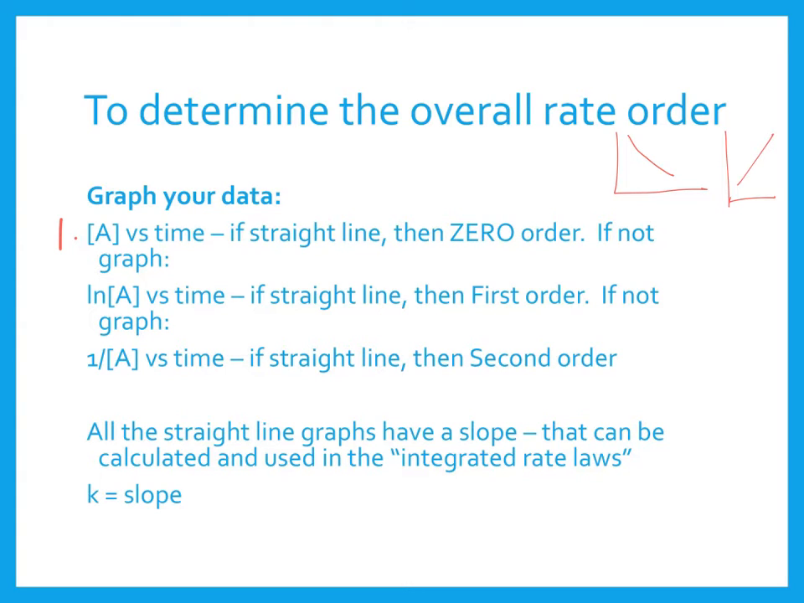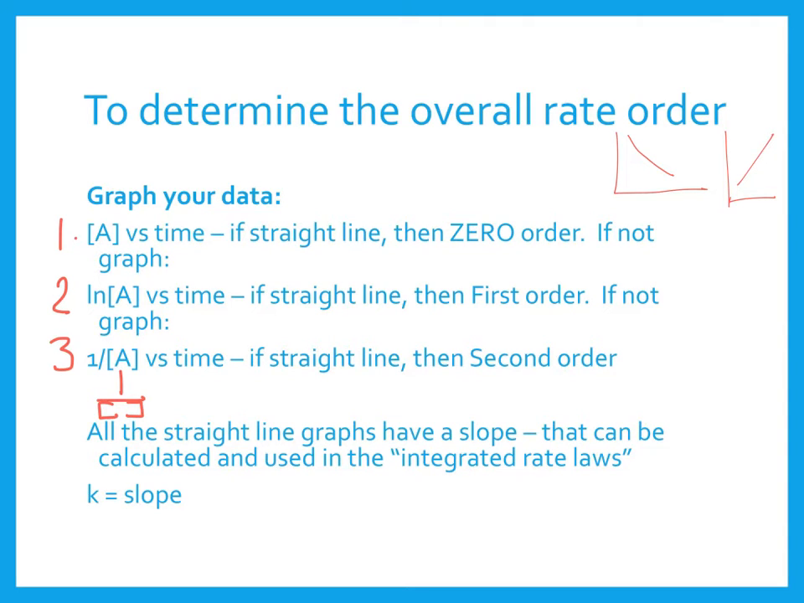If it's not a straight line, then you proceed on to the second graph, and you would graph natural log of concentration versus time. If that graph produces a straight line, you can label it as a first order reaction. If it's still a curved set of data, then you proceed on to the third graph, and you are going to calculate 1 over concentration. If you graph 1 over concentration versus time, you should get a straight line by now, and that would be second order.